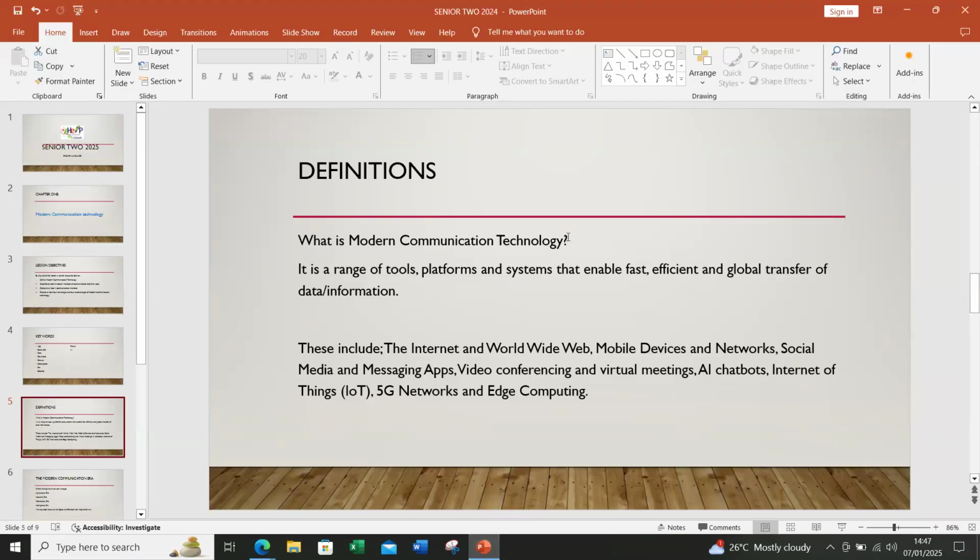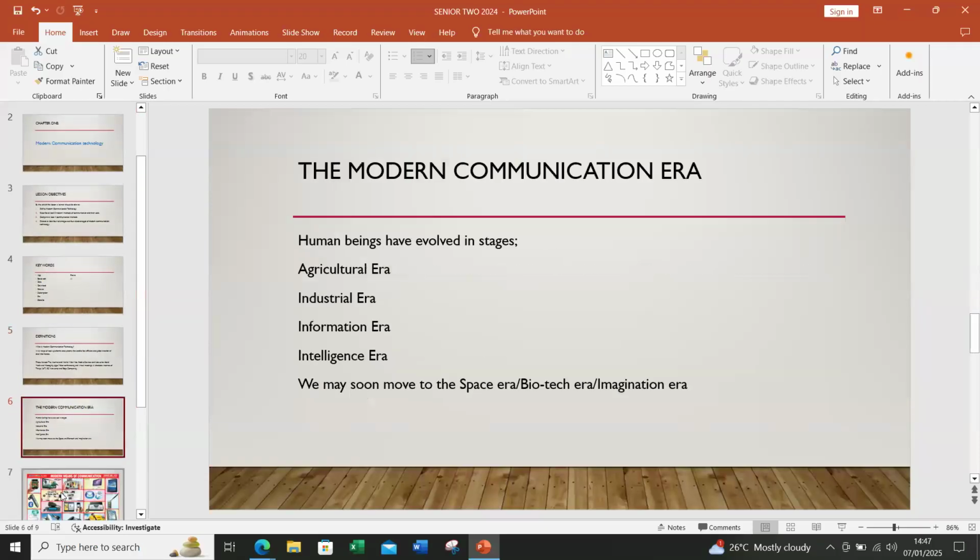But yes, modern communication technology refers to a range of tools, platforms, systems that enable you to transfer information very fast and efficiently across the globe, across all people, and in a very, very fast way. That is modern communication technology. Okay, so moving on, we have communication eras.